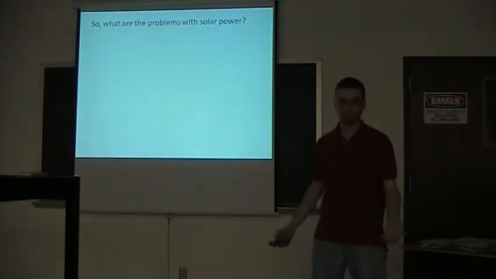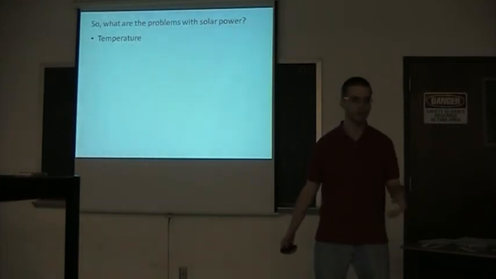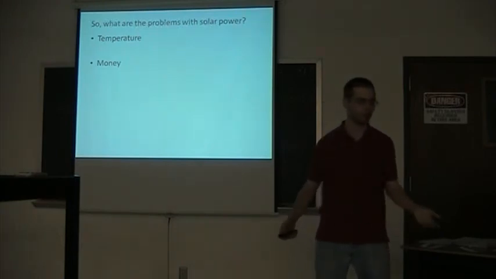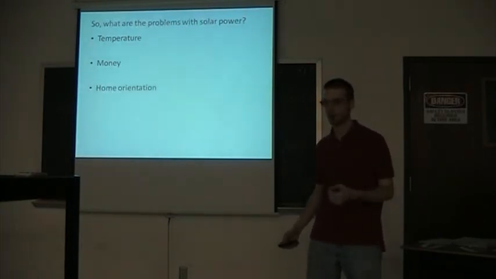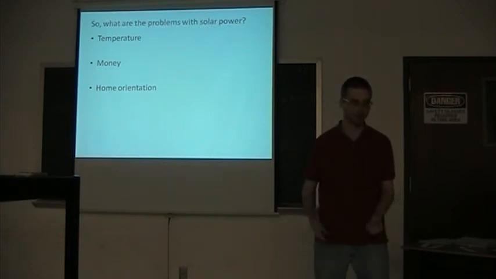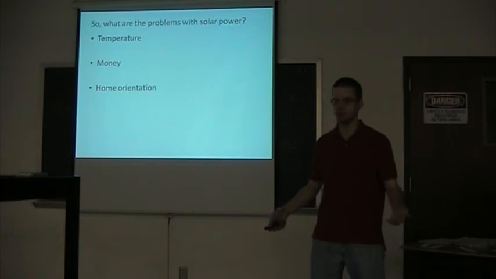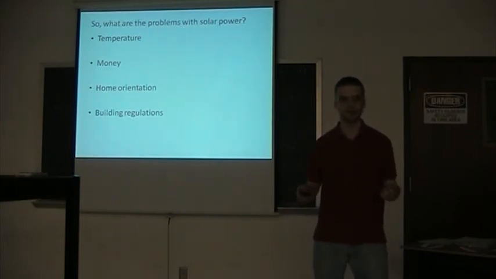So what are the problems? Okay, well, temperature. If you live in a cold area, the heat types don't work for you. Also, if you invest poorly, you're not going to get much out of solar at all. Home orientation. If you live in a city and you don't get a lot of sunlight, or you live in an area that doesn't get a lot of sunlight in general, solar isn't your best bet. Building regulations. If you live in a place that has earthquakes, you don't want to have a heavy solar array on your roof.